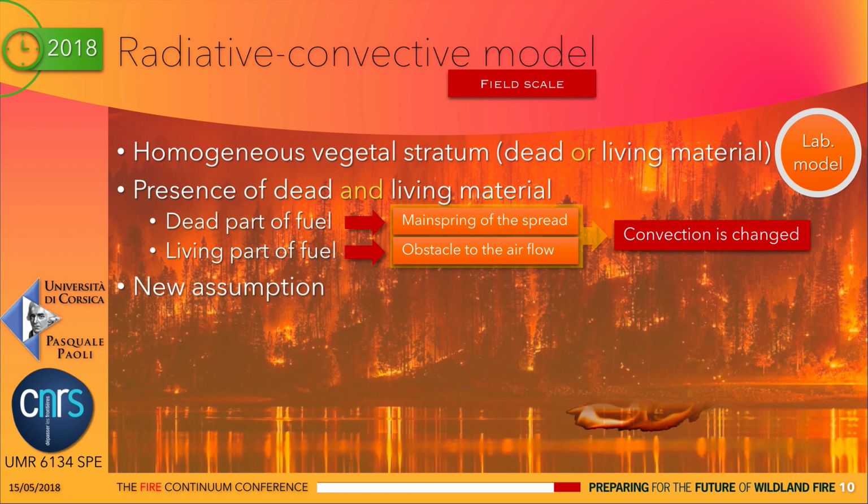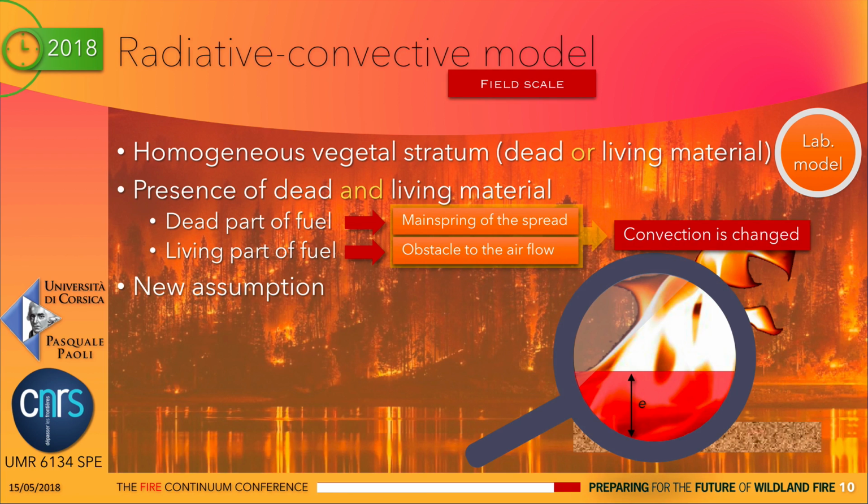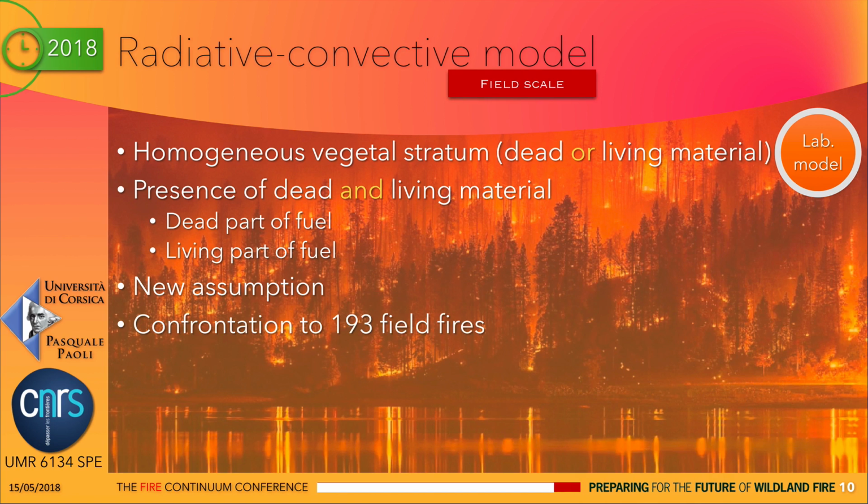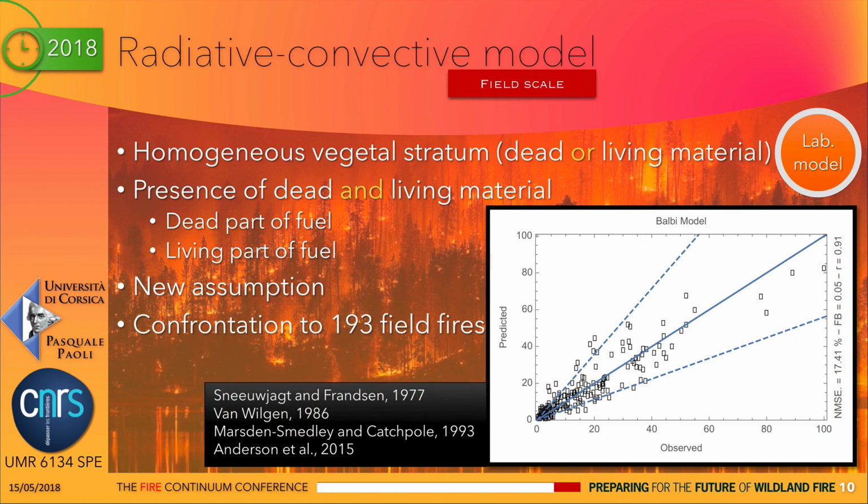Actually, in order for the living part of the fuel to be dried out and pyrolyzed, a flame must exist in the base. So we make this new assumption: no convection in case this flame depth is equal to 0. This field scale model was confronted to almost 200 field fires, mainly shrubland and grassland fires, and the results are encouraging with an error below the 20% level and a very good correlation.